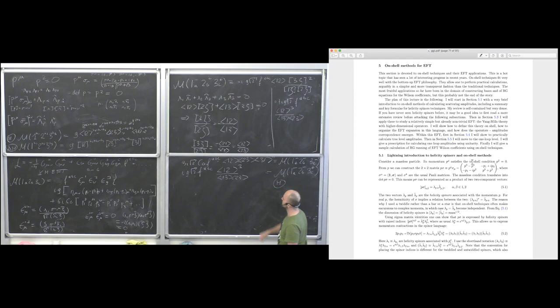And for the anti-holomorphic kinematics, you will get also M of 1_a^{+}, 2_b^{+}, 3_c^{-} is equal to the same thing, i g square root of 2 f^{abc}, but with the square brackets, and M of 1_a^{+}, 2_b^{+}, 3_c^{+} minus will be the same again, but with the square brackets. So these are the three-point functions in the Yang-Mills EFT.